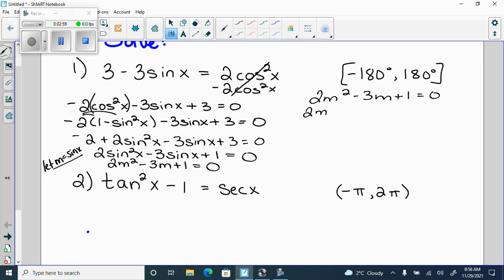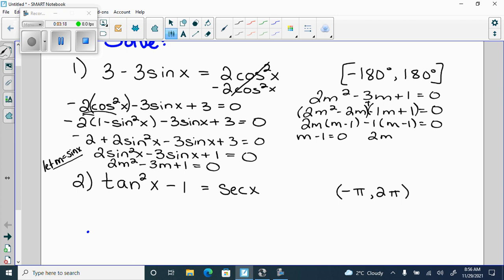So 2m squared minus 2m plus minus 1m plus 1. Take out a 2m and we're left with m minus 1. Take out a negative 1, we're left with m minus 1. So we get m minus 1 equals 0, 2m minus 1 equals 0, m equals 1, m equals a half, and m in this case is sine x.